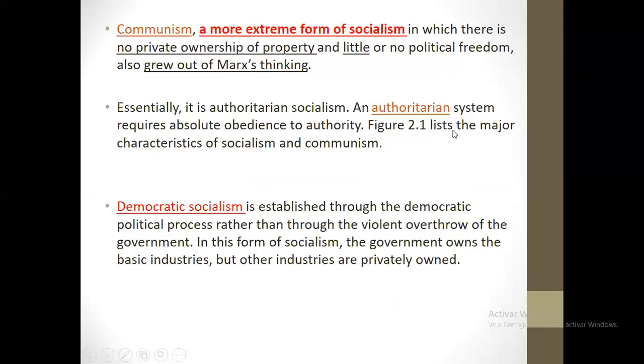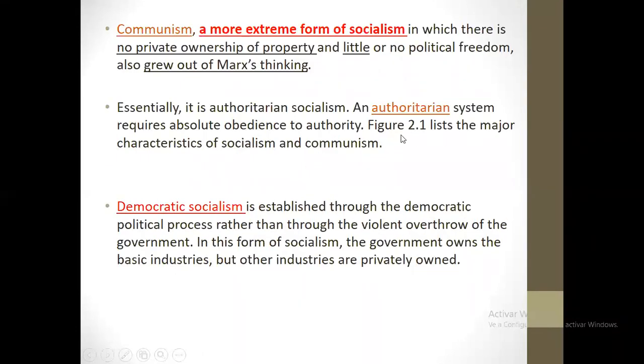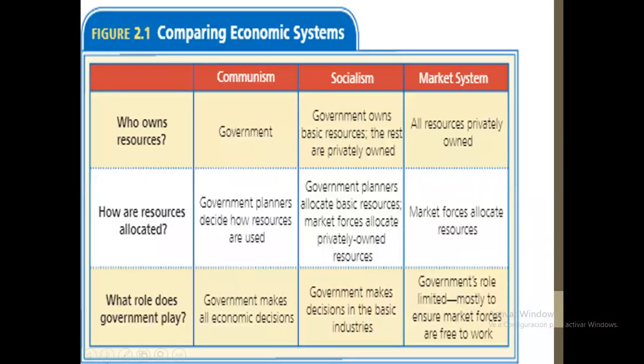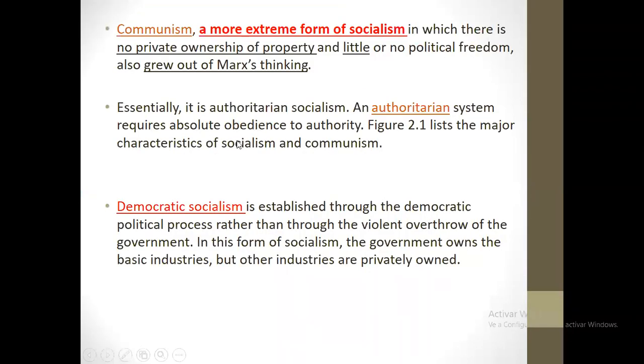Figure 2.1 lists the major characteristics of socialism and communism. I don't know if it's the previous one, I think it was the previous one, this one. 2.5, okay. Yeah, this is comparing economic systems. Okay. List the major characteristics of socialism and communism.